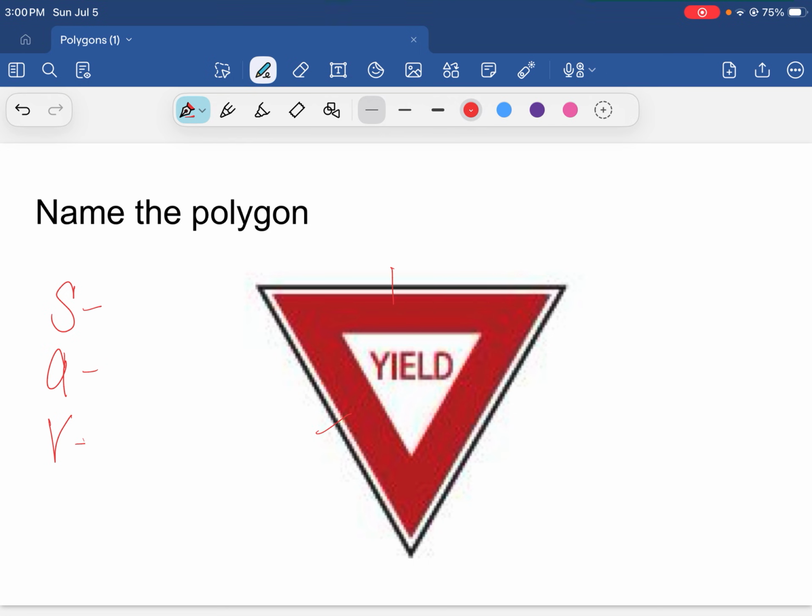There are 1, 2, 3 sides. There are 1, 2, 3 angles. And there are 1, 2, 3 vertices. Because this shape has 3 sides, 3 angles, and 3 vertices, we would call it a triangle.